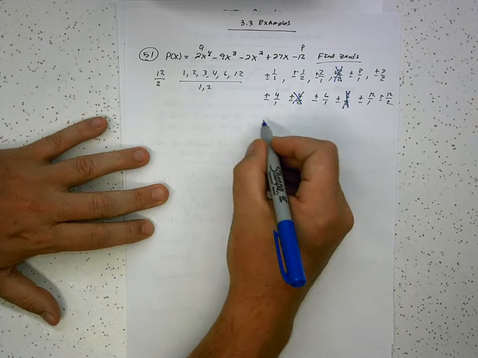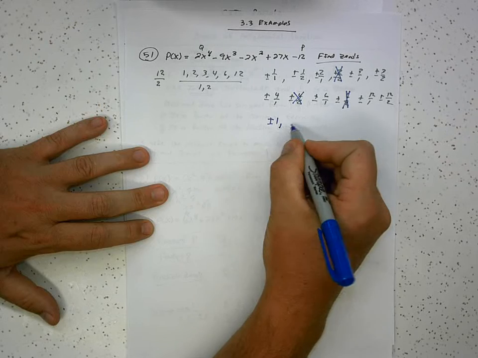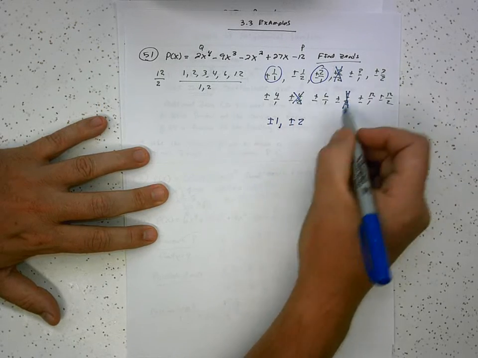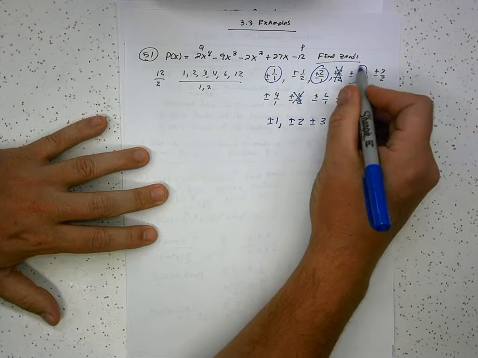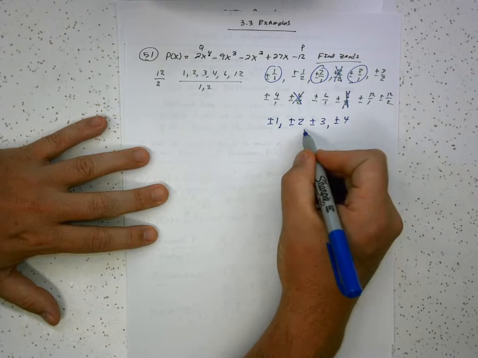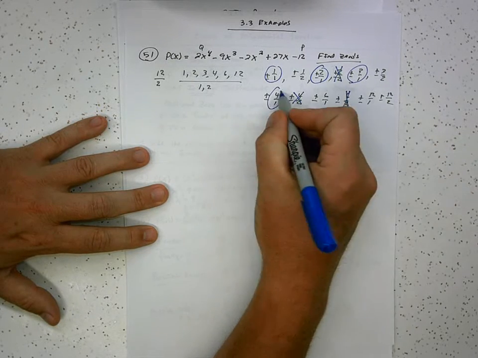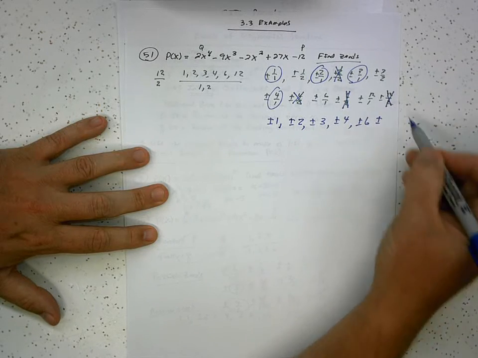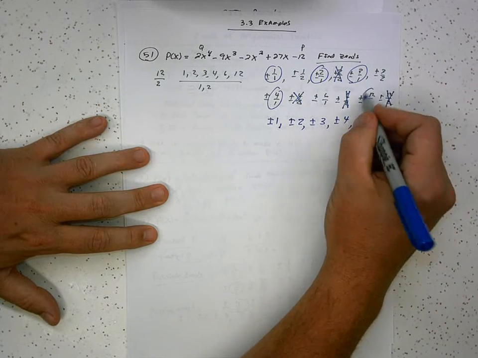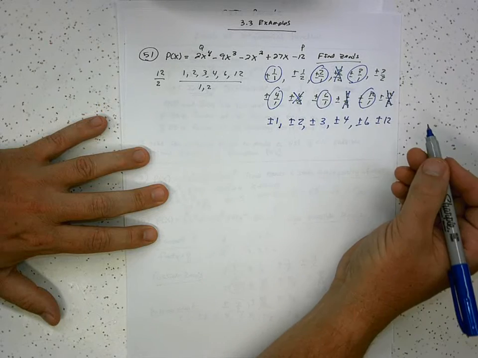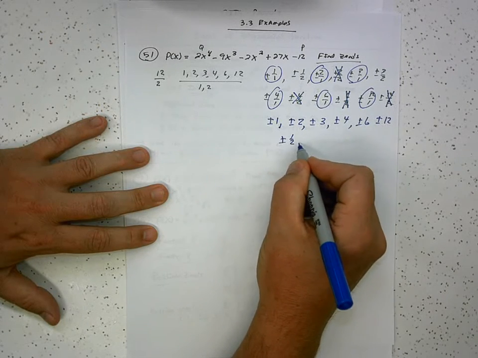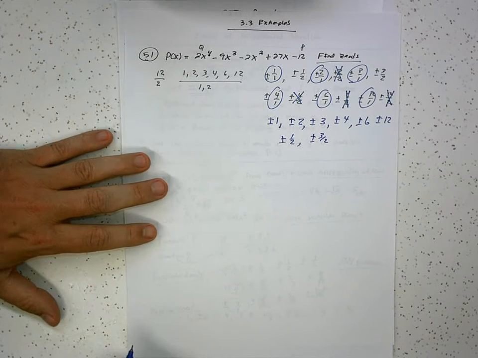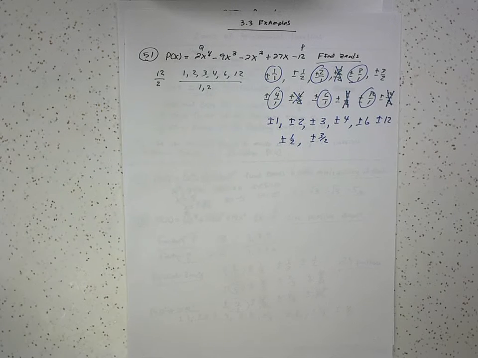Okay, so let's simplify it again. So I've got plus or minus 1, plus or minus 2, plus or minus 3, plus or minus 4, plus or minus 6, plus and minus, 12 over 2 is 6, so I don't have to worry about that, plus or minus 12, 1/2, and 3/2. So there's everything I have to check. Okay? Now, here comes the fun part.